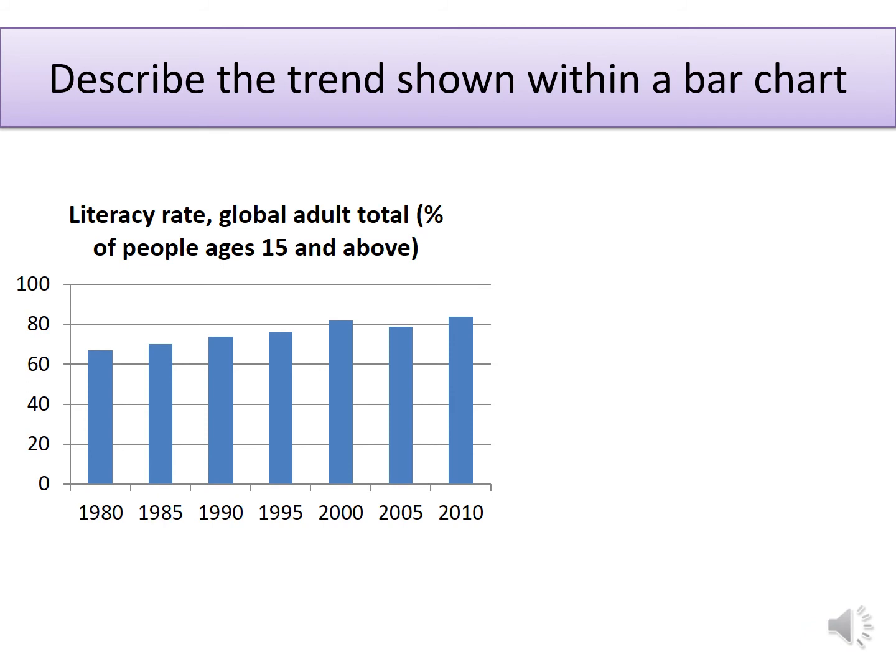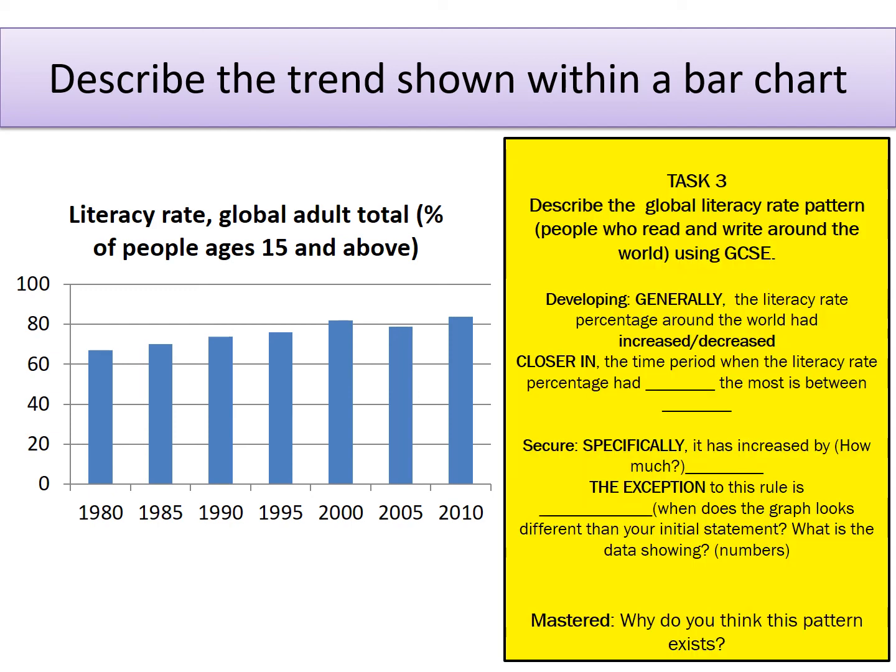So we are now at our last part of our learning journey, and hopefully now we know what are the elements of a bar chart. And now we are going to describe the trend shown within a bar graph. This bar graph here shows the literacy rate, the global adult literacy rate percentage over time. So what happened, how many people were able to read and write over time? You will have to describe the global literacy rate pattern. So how many adults are able to read and write around the world using GCSE.